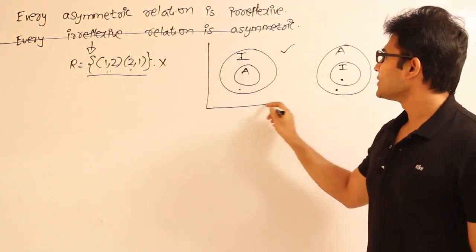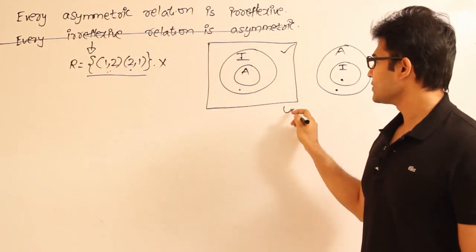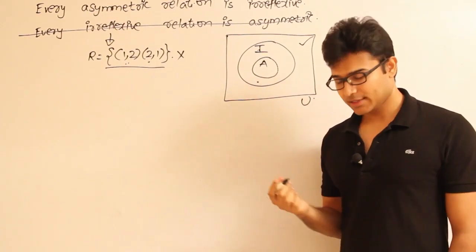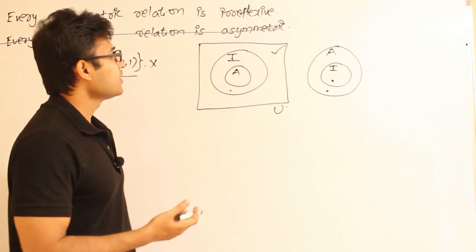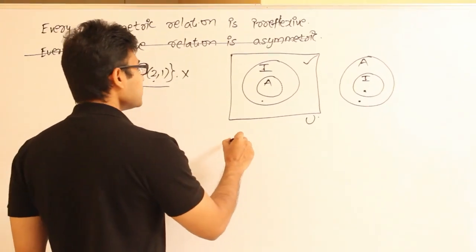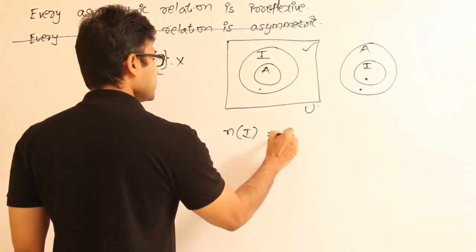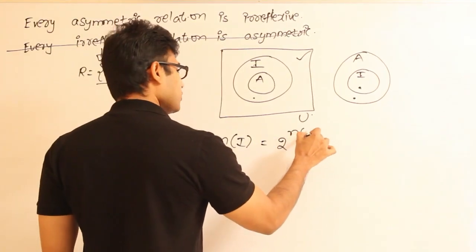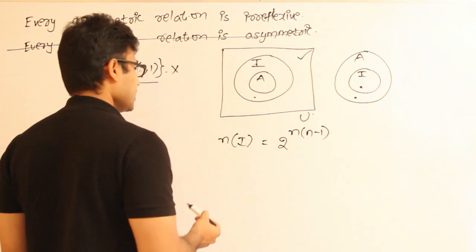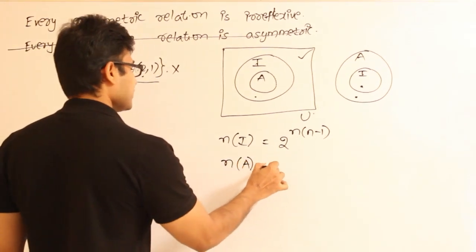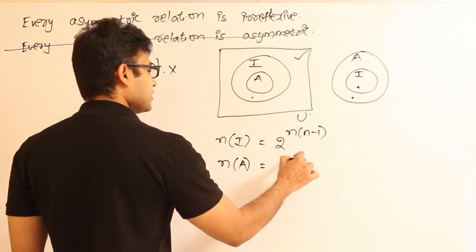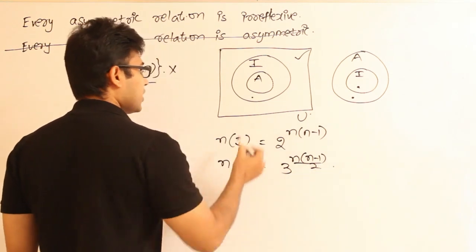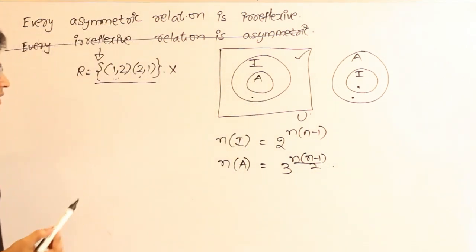Fine. Now let us say this is the set of all possible relations, the universal relation. And we already know what n(I) is. We already discussed it, I am not going to do it again. So the number of irreflexive relations, n(I), is 2 power n(n-1). I already derived it, that is why I am not deriving it here. This is the number of irreflexive relations. And the number of asymmetric relations, we have also derived, which is nothing but 3 power n(n-1)/2. Now we know n(I) and n(A), so we can easily answer all the questions.